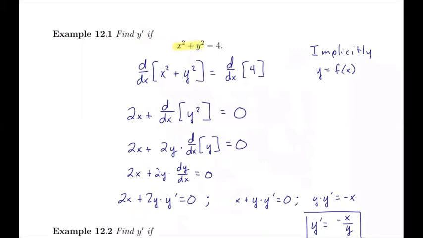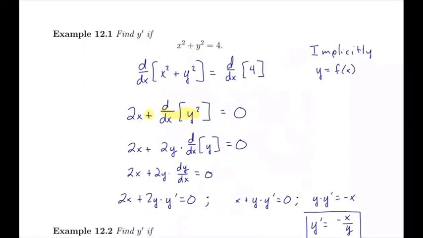So I'll take the derivative with respect to x of both sides of this equation. So here's my derivative operator. On the left-hand side, I have a sum rule. I'm going to take the derivative of x squared and then add to that the derivative of y squared. Well, the derivative of x squared is 2x. Okay, I'm going to add to that the derivative of y squared.